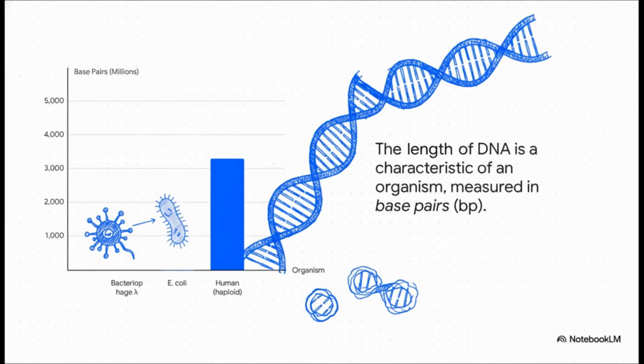And let me tell you, these chains get insanely long. A simple virus might have tens of thousands of base pairs. A bacterium like E. coli has about 4.6 million, but a single human cell has about 3.3 billion base pairs. If you stretched it all out, you'd have almost 2 meters of DNA packed inside a single tiny cell. That's just wild, and it means there has to be a super clever way to get it all to fit.